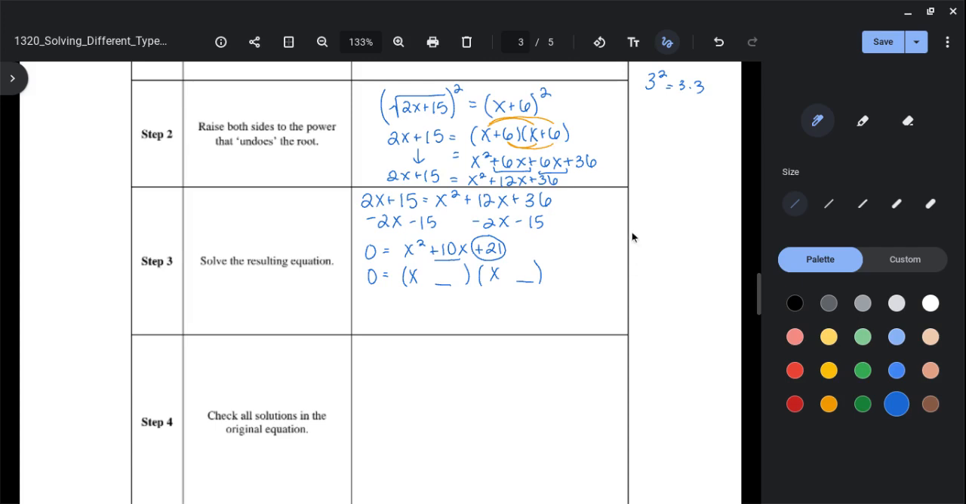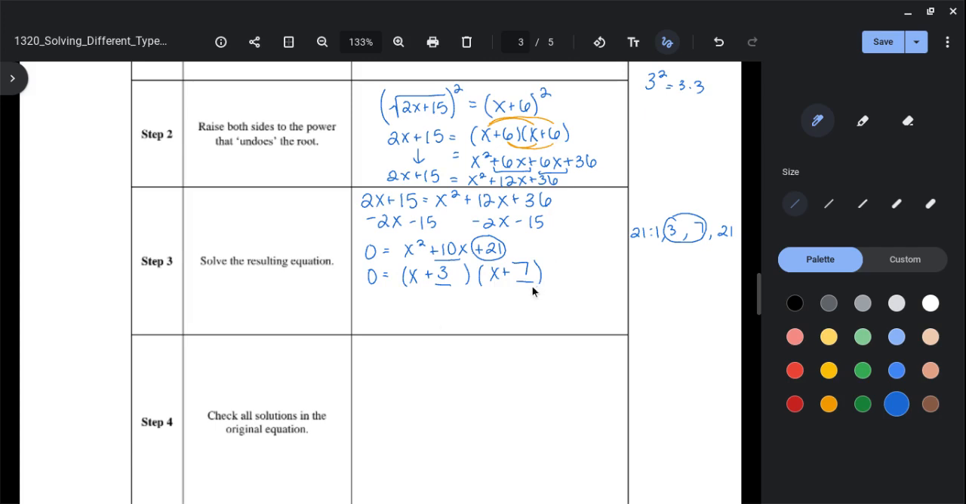So thinking of the factors of 21, we know we can do 1 times 21. We can do 3 times 7, and then that's it. Well, I have a 3 and a 7. Those add to be 10, so those are going to be my blanks here. So that these are positive 10 and a positive 21, we need these to be added. So factoring my polynomial, I get x plus 3 times x plus 7.